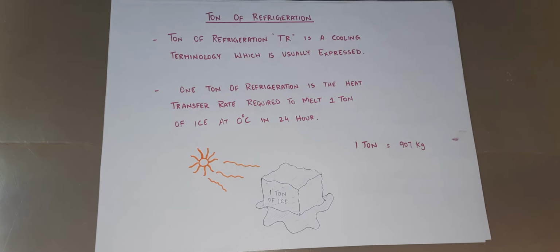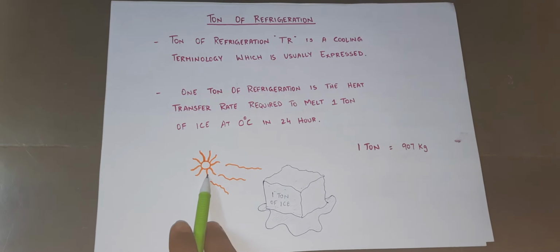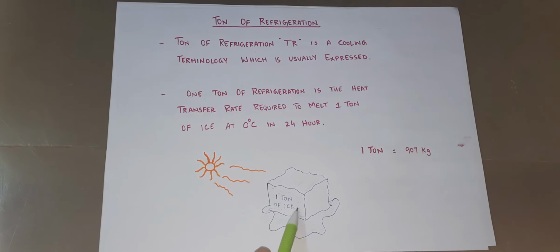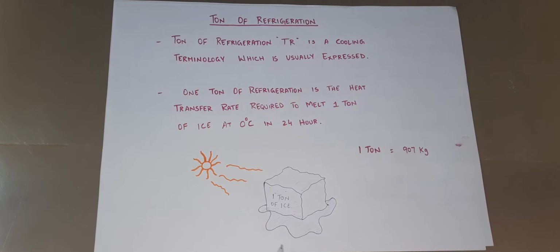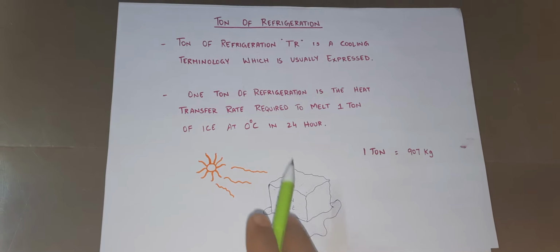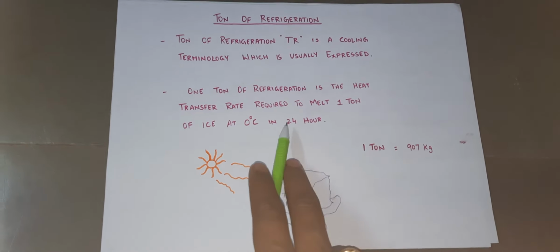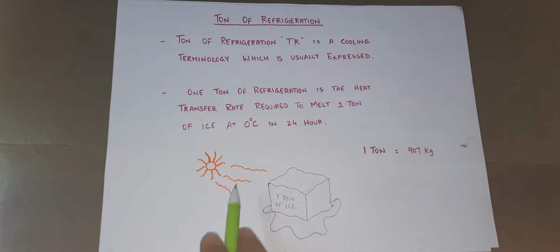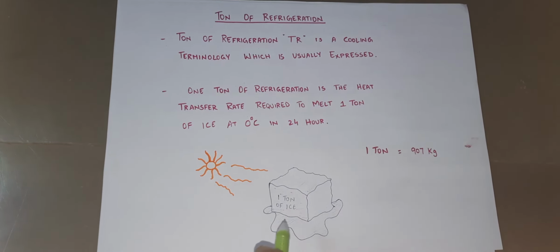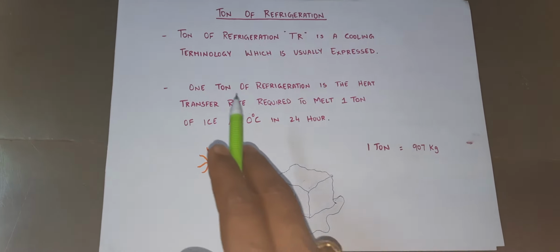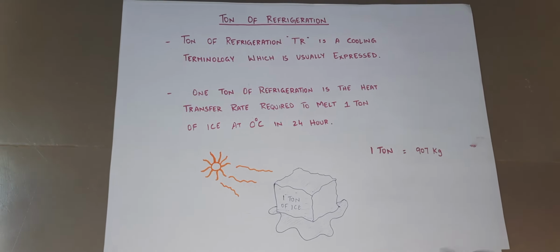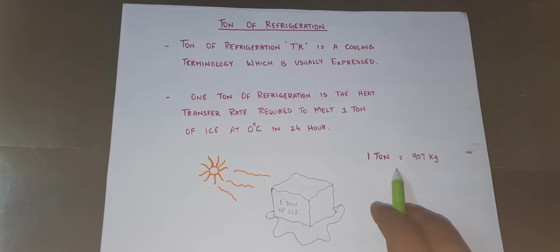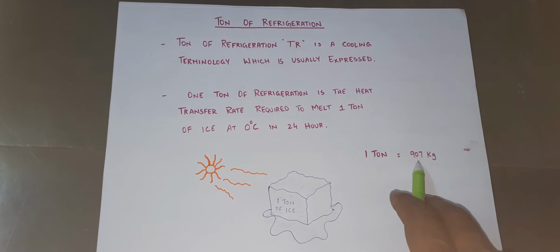For clear understanding, let's see the image. This is the 1 ton of ice. It is nothing but melting of 1 ton of ice at 0 degree centigrade in 24 hours. Whatever the energy utilized for melting the ice is nothing but 1 ton of refrigeration. 1 ton is almost equal to 907 kgs.